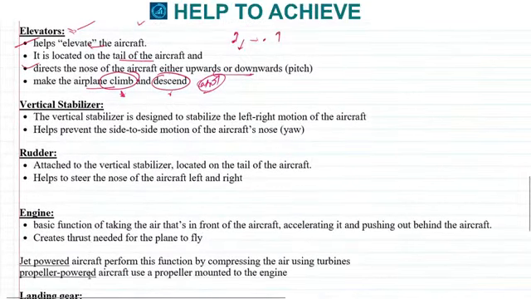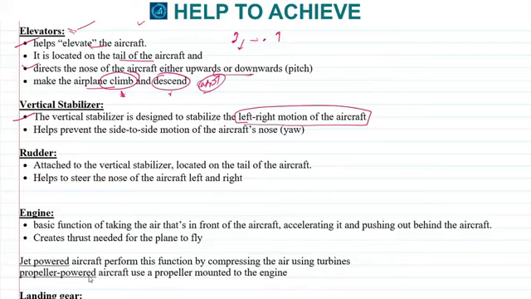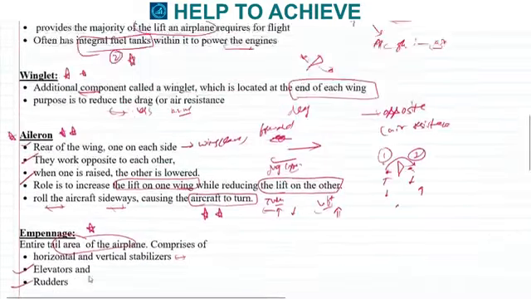Next is the vertical stabilizer. The primary function of the vertical stabilizer is to stabilize the left and right motion of the aircraft. Also, it helps to prevent the side to side motion of the aircraft's nose, which is nothing but the yaw. The side to side motion is known as yaw, whereas the upwards and downwards motion is known as pitch. Okay, so the important component of the vertical stabilizer is the rudder.